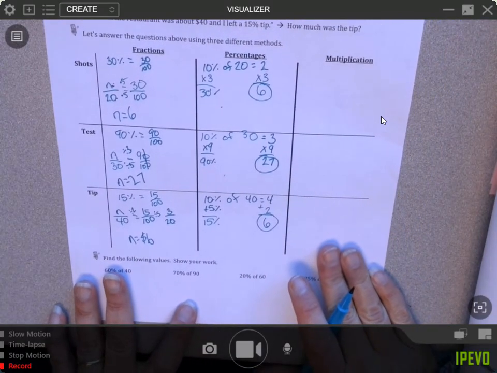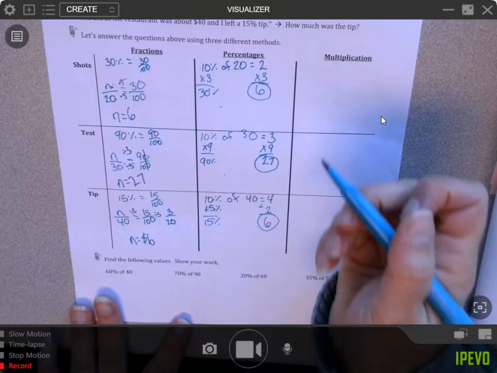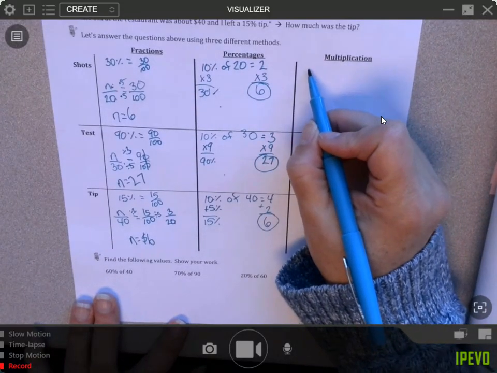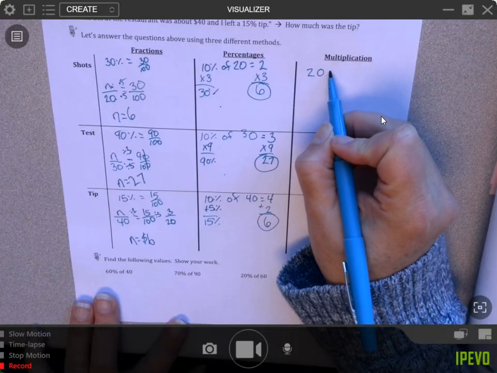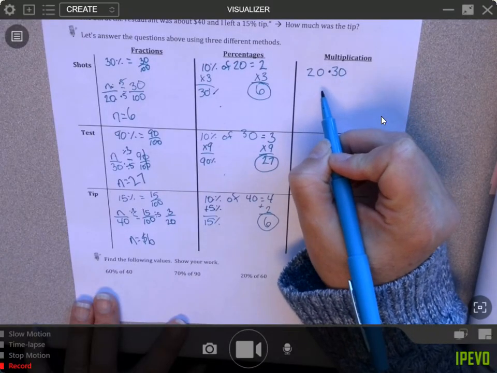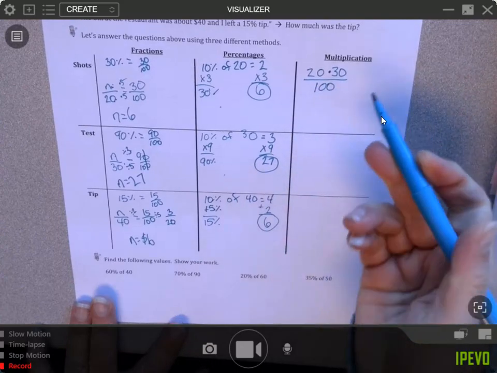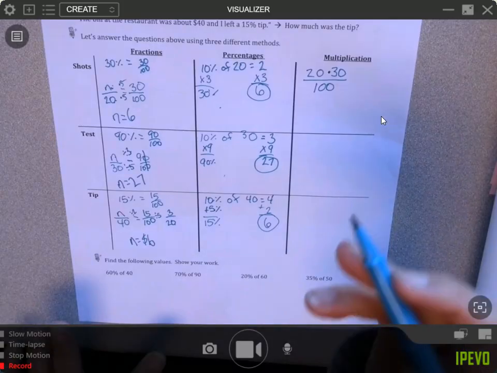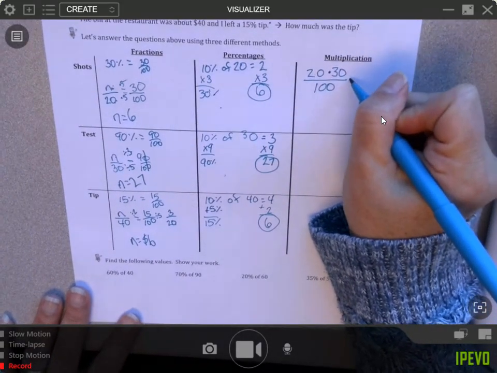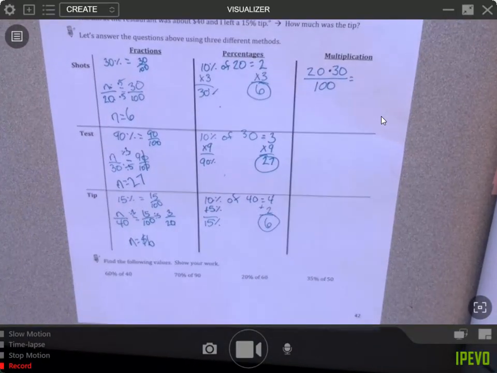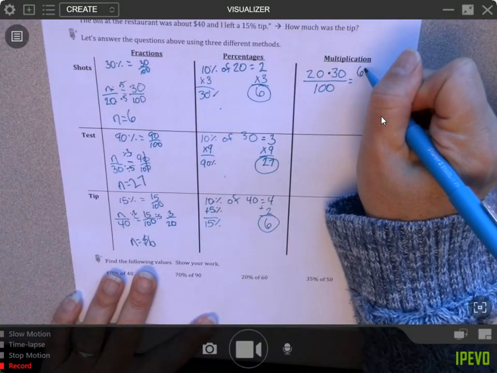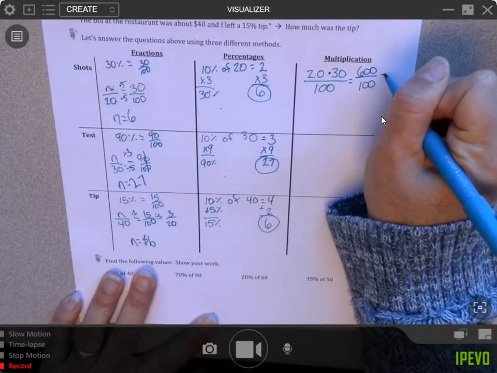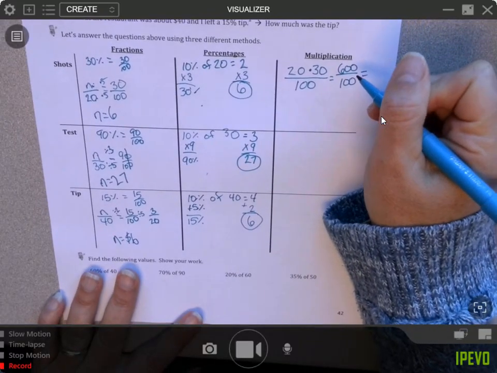Our last one is the multiplication. So we had 20 shots times 30, and we're going to divide it by 100 because it's not 30, it's 30%. So we're dividing it by that 100. That's why we can say 30 instead of 30%. So 20 times 30 would be what? 600. 600 divided by 100 equals what? Mala? 6.